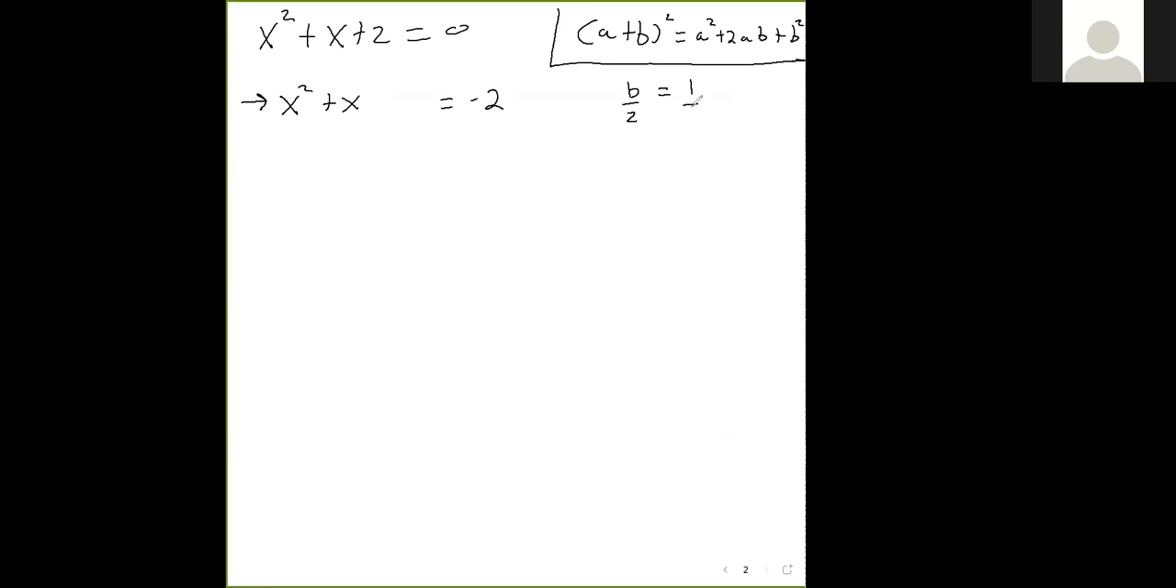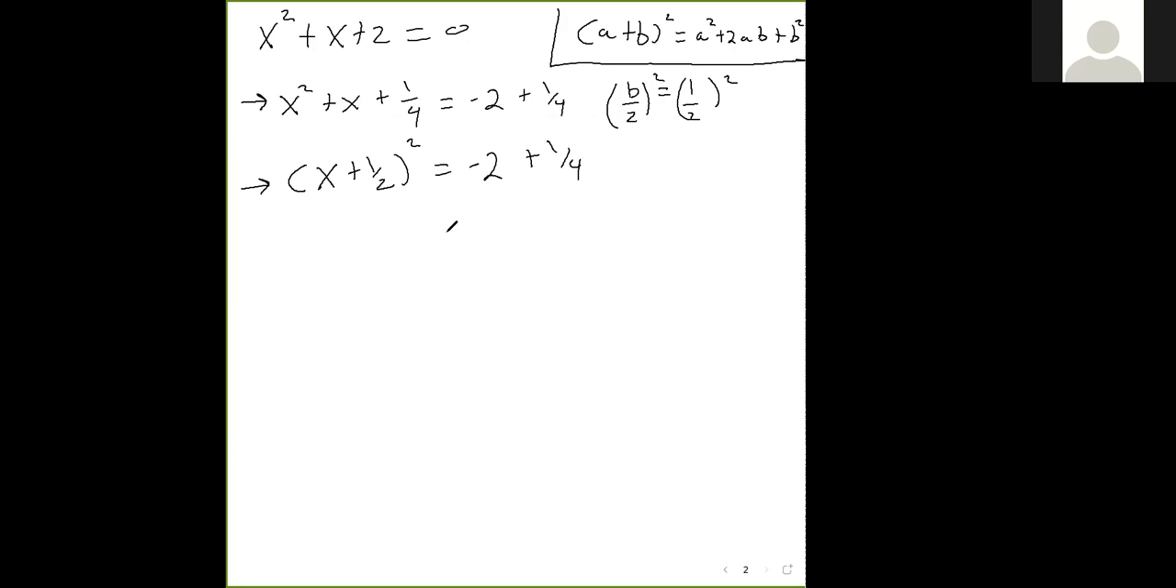Now, I'm going to take the b term, which equals 1. I'm going to cut it in half, and then I'm going to square it. Okay, so that means I need to add 1/4 to both sides. All right. Now, I claim that the left-hand side is now a perfect square. I know because I'm the one that designed it. I designed it by cutting the middle term in half and then squaring that. So now this is a perfect square.